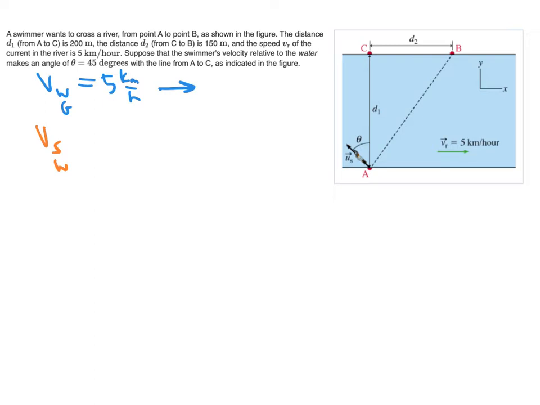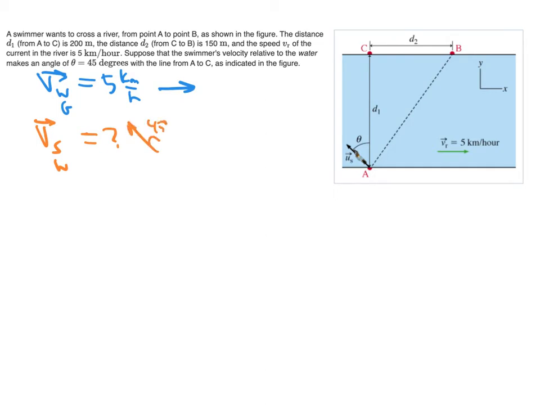What is their speed? In the problem as published, they call it U sub s, which I hate. So I'm going to call it v_SW, the velocity of the swimmer relative to the water. And that is some unknown quantity, and it's at an angle of 45 degrees.